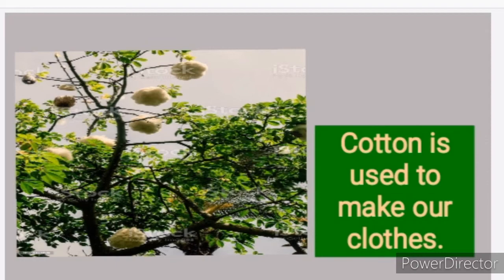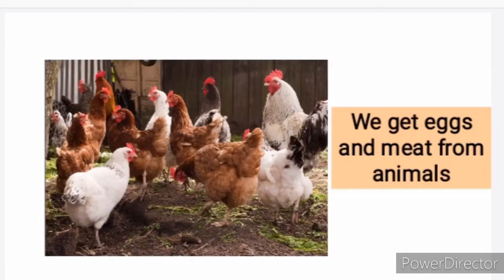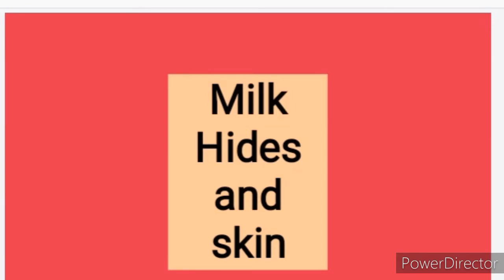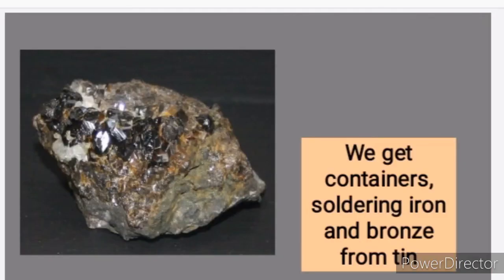Now let's go over to animals. We get many things from animals. We get eggs and meat from animals. There are some other things we can get from animals like our milk, hides and skin. So that is that about agricultural resources. We have talked about how we use plants and how we use animals. Now let's talk about how we use our mineral resources.